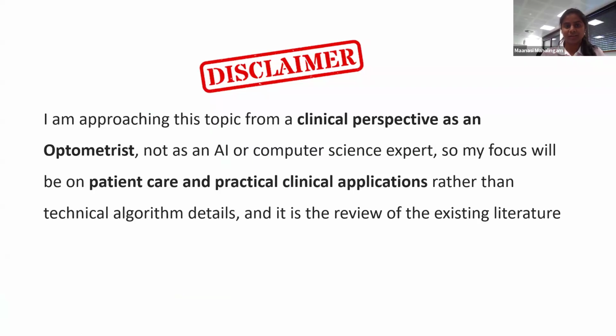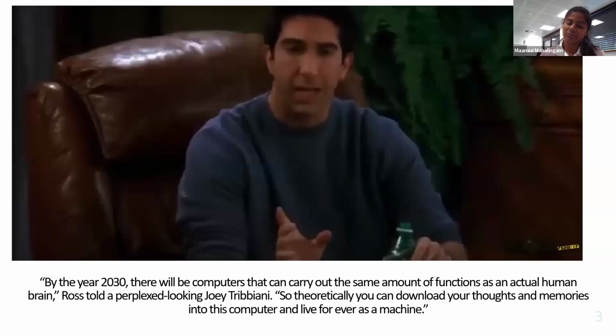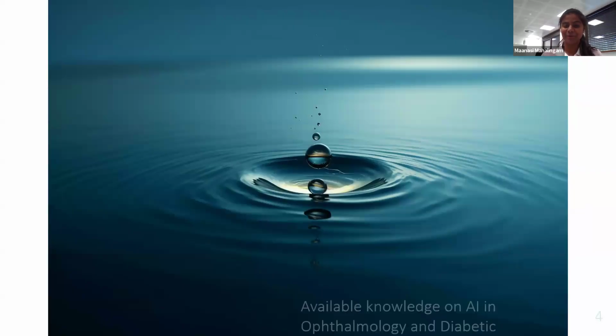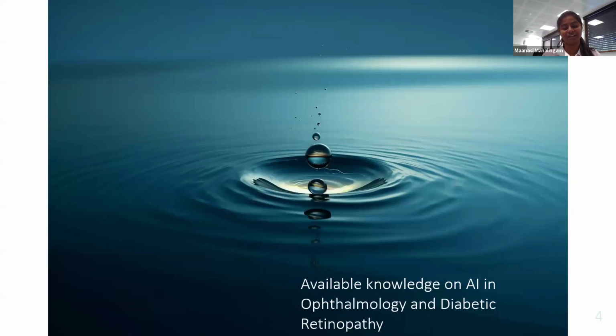literature. I don't know how many of you have watched Friends, where Ross Geller says that by the year 2030, there will be computers that can carry out the same amount of functions as an actual human brain. And he has predicted it really correctly, because we are heading towards 2030 and we can see the advent of AI in vision science, especially. When I was given this topic, this picture immediately came to my mind, thinking about the available knowledge on artificial intelligence in ophthalmology and especially diabetic retinopathy. But I'm just going to cover a drop of it.